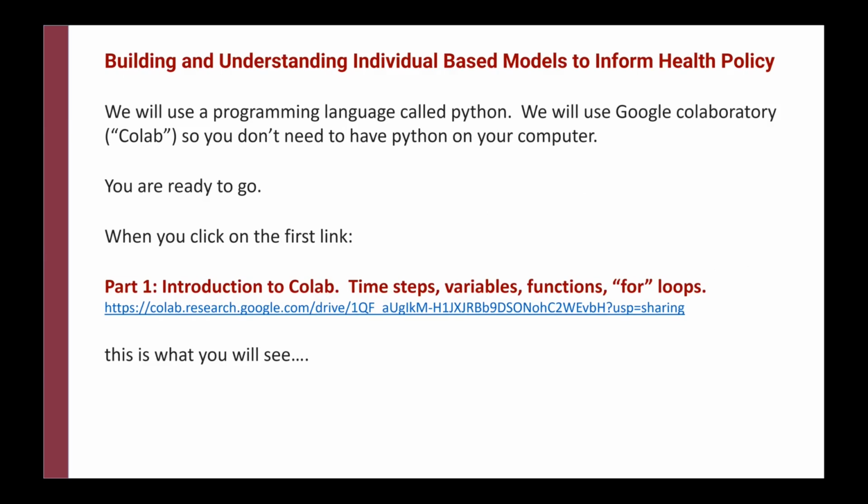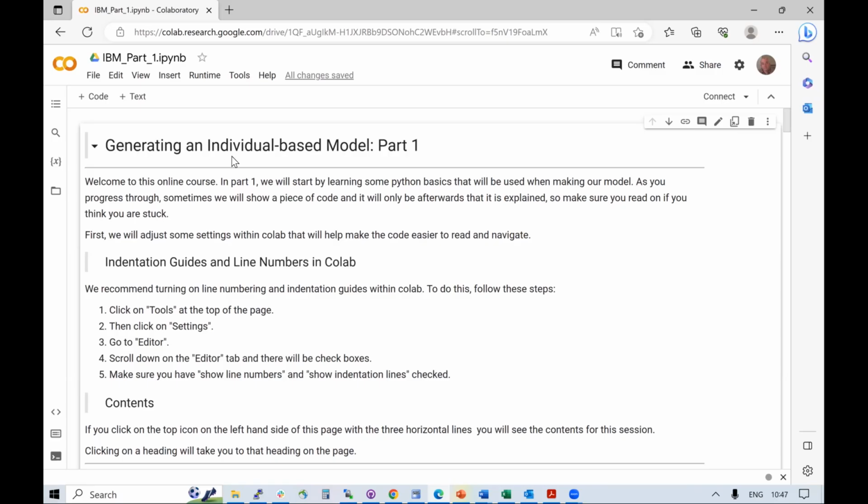So we will use a programming language called Python. We will use Google Colaboratory, Colab, so you don't need to have Python on your computer. So you are ready to go. When you click on the first link shown here, this is what you'll see. Generating an individual-based model, Part 1. So we welcome you to this online course. In Part 1, we will start by learning some Python basics that will be used when making a model. As you progress through, sometimes we'll show a piece of code and it will only be afterwards that it is explained. So make sure you read on if you think you are stuck.